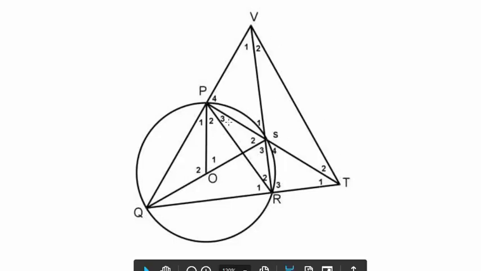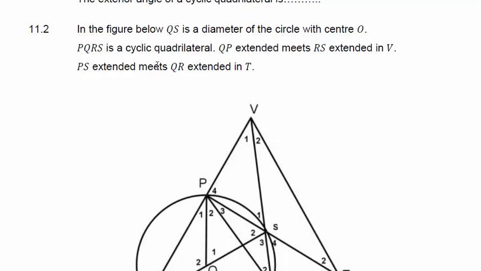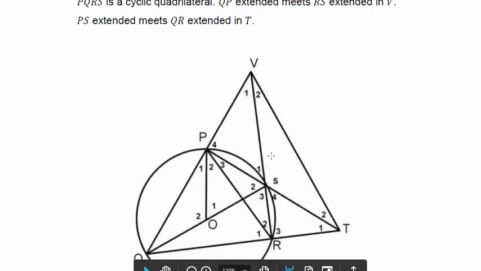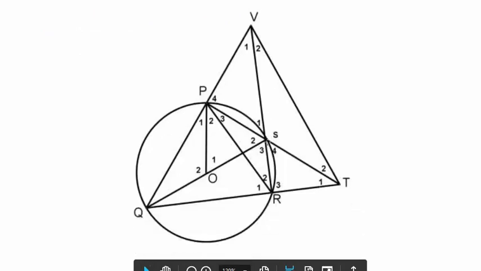So prove that PVTR, but notice PVTR has that butterfly. If you can prove that P3 is equal to V2, then PVTR must be a cyclic quadrilateral. Do you understand? You're proving the opposite. You're not assuming it is a cyclic quadrilateral, but you're proving it. In this case, they just give us a bit of information. In the figure below, QS is a diameter. Now, once you know that's a diameter, you immediately look for what?